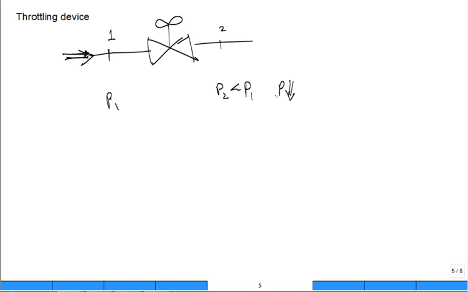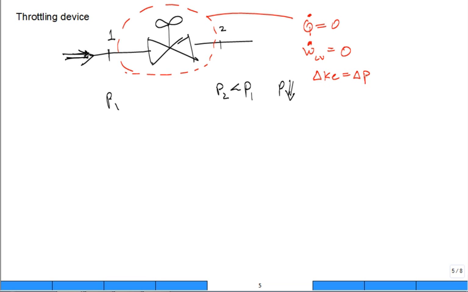All right. Now, what we do is we come in and we do an energy balance. And for this throttling device, what do you think about Q dot? Is it a heat exchanger device? No. It's approximately 0. How about any shaft work in or out? No. And we typically neglect changes in kinetic energy and changes in potential energy.